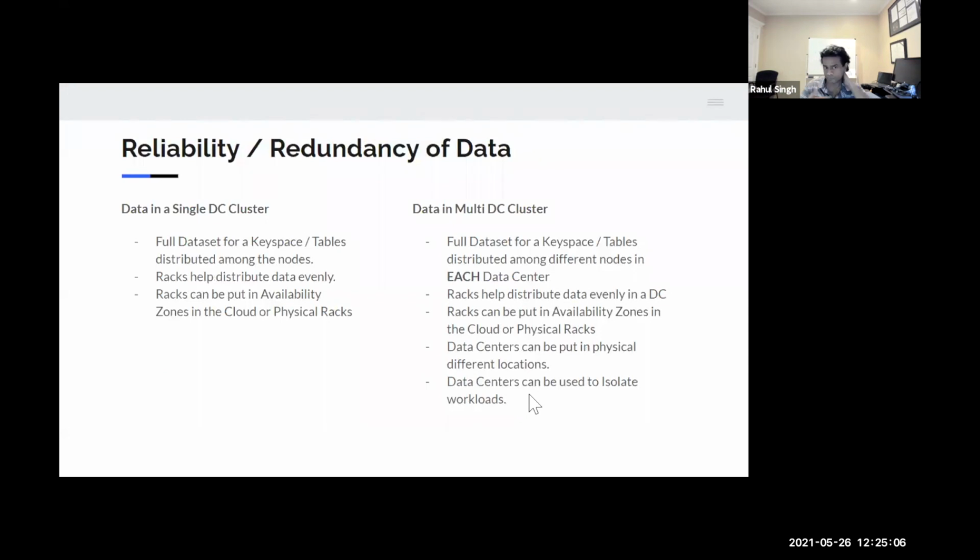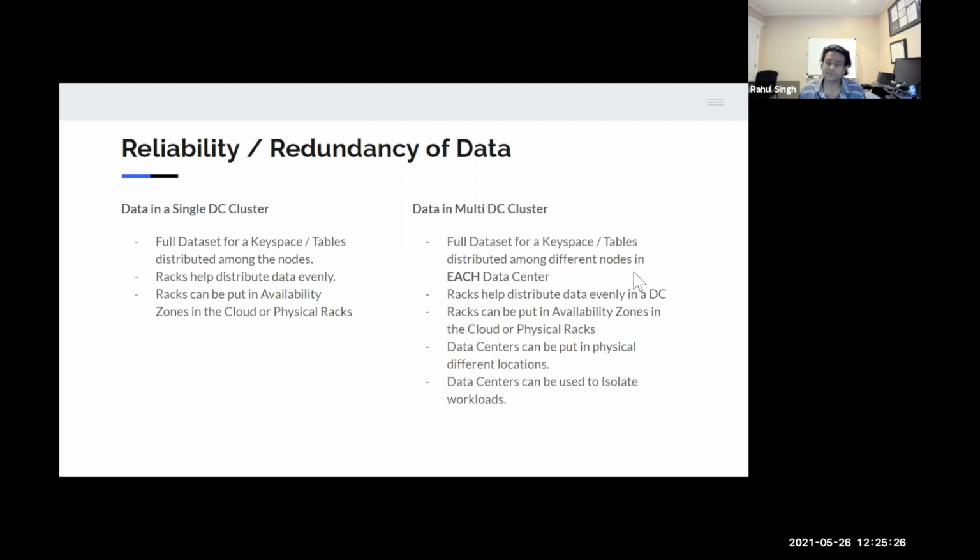What do we get in terms of reliability and redundancy? Well, the full data set for a key space and all the tables in it are distributed amongst nodes in a cluster in a data center. The racks can help evenly distribute it. The racks, as I mentioned, can be put into availability zones in the cloud or physical racks. So that gives you some redundancy for reliability.